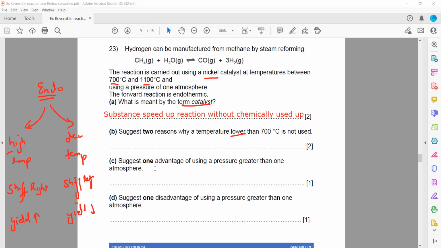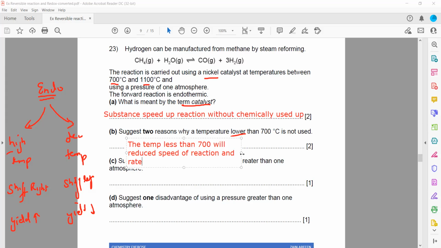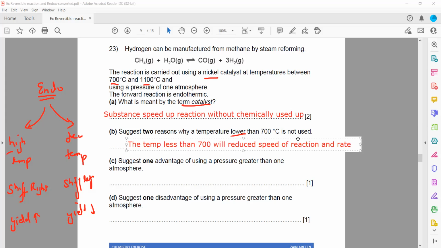So 2 reasons why a temperature lower than 700 is not used. Number one, if a low temperature is used, a temperature less than 700 will reduce the rate of the reaction, the speed of the reaction, and the yield as well. So both things will be reduced, both things will be decreased.